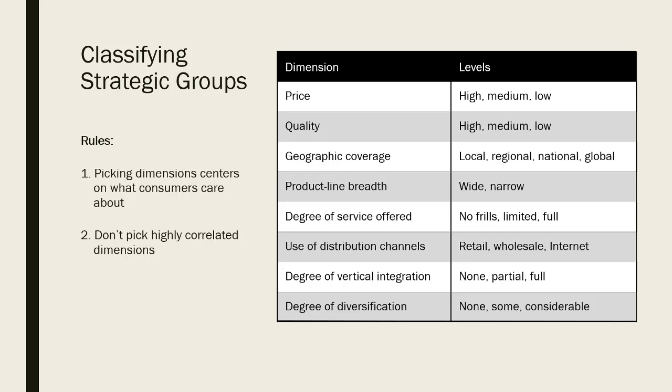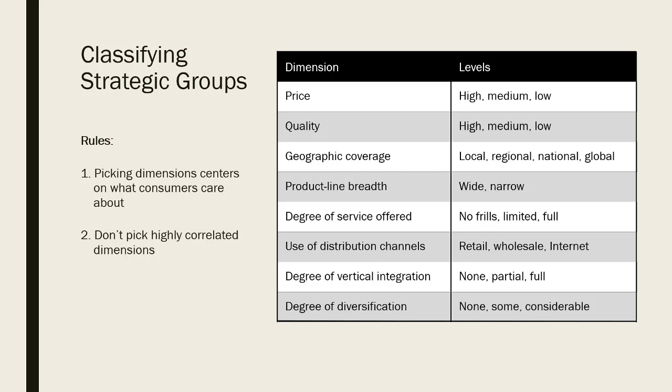So the other one is don't pick highly correlated dimensions. So when you look at things like price and quality, almost always price and quality are going to travel together. And so what you've really done when you pick price and quality is you've made it so that you are dimensionalizing the industry along essentially just one line, right? Because if they're a competitor that charges high prices, that's because they're exchanging that for high quality of goods.